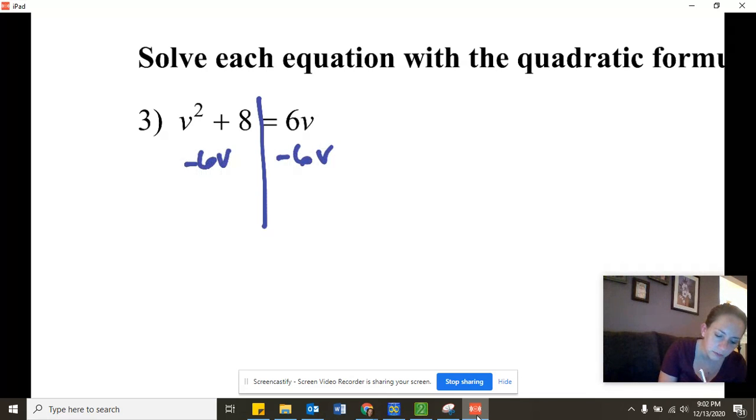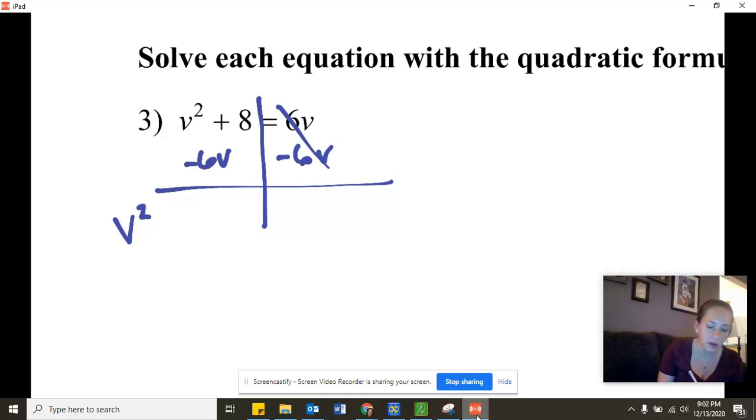And then I'll bring down the v squared because it's the only v squared. I'll bring down the negative 6v because it's the only v, and bring down the 8 because it's the only number. So I didn't have any like terms to combine. I just had to put everything in order. And now I've got a, b, and c. So I can do the discriminant.